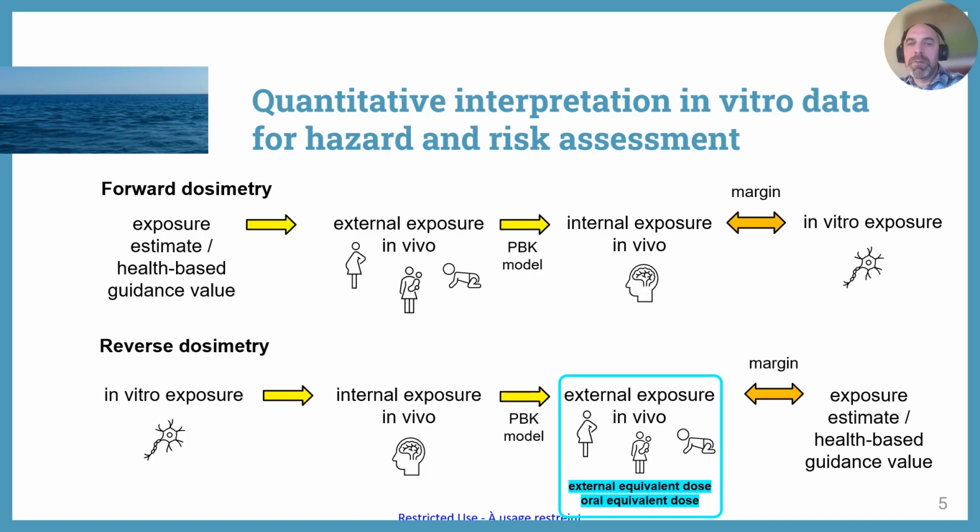When using a reverse dosimetry approach, the starting point is the in vitro exposure of interest, so a given effect concentration from an in vitro assay. That is then related to an internal exposure in vivo, and subsequently the PBK model is used to estimate what the related external exposure in vivo would be. This estimated dose is typically called an external equivalent dose, and when considering the oral exposure route, this is an oral equivalent dose. So for contextualization of the in vitro finding, such an oral equivalent dose can be compared to a given exposure estimate or a health-based guidance value.